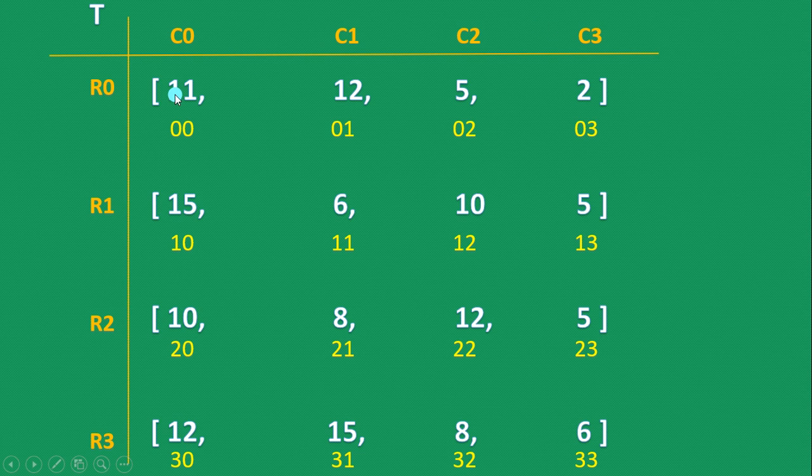And here the values of the list are 11 12 5 2 in the first row, 15 6 10 5 in the second row, and so on. And in the yellow color that you're seeing here, this is the index. So you see where this number 11 is. It is occupying the index position 0. This is row index position 0, and what is the column position? 0.